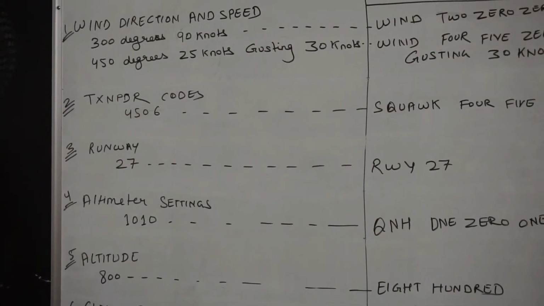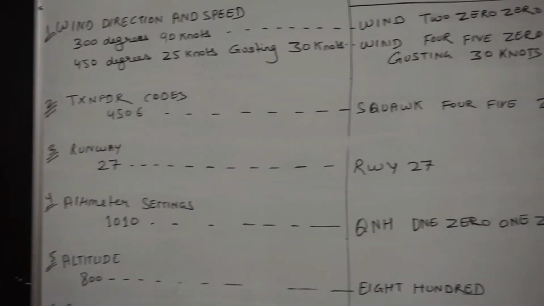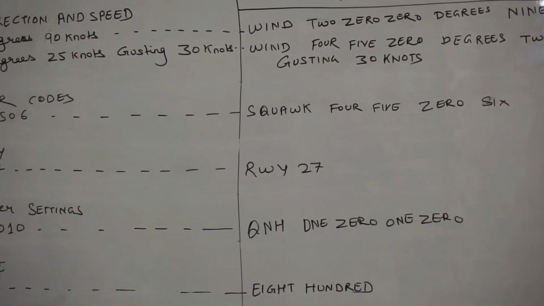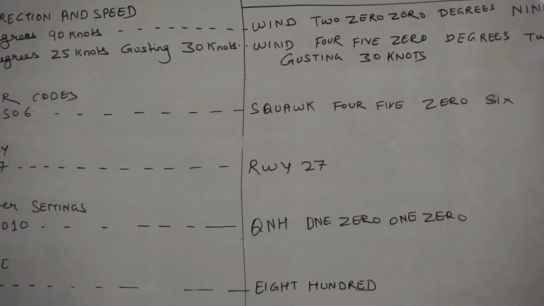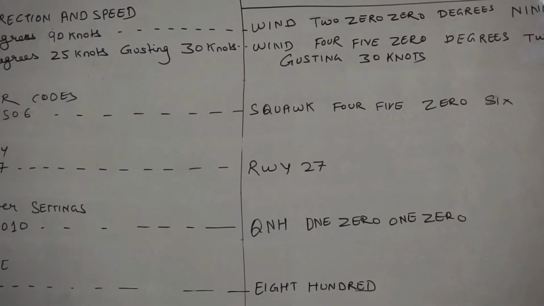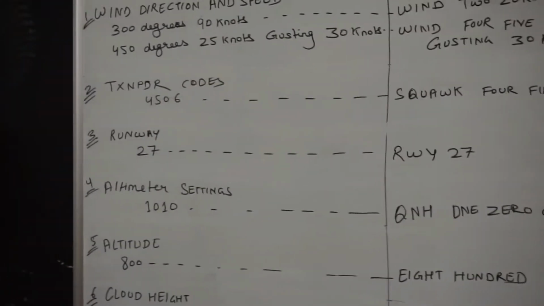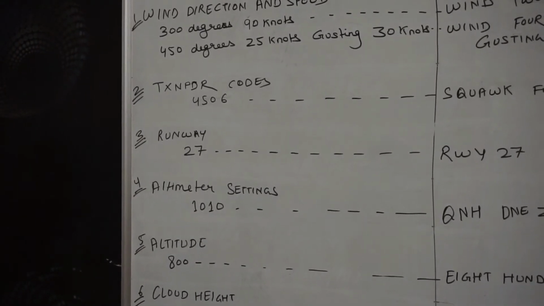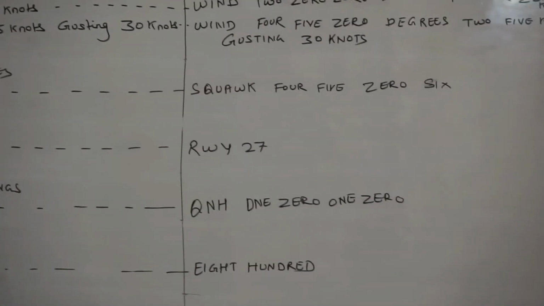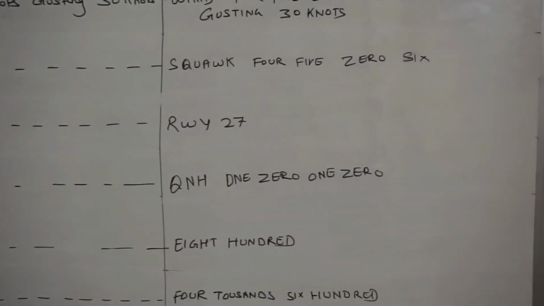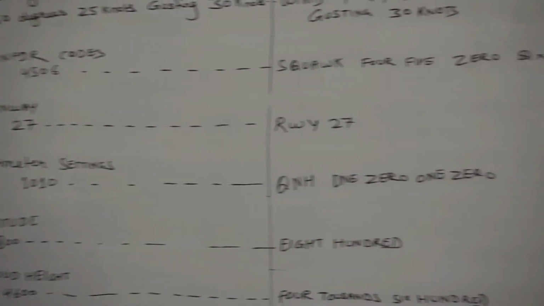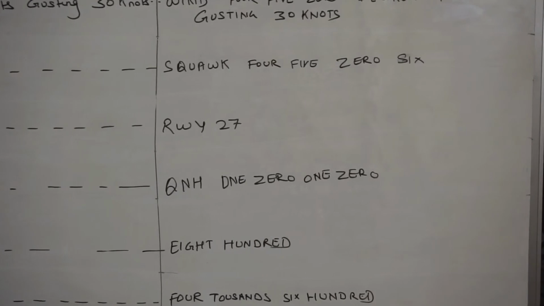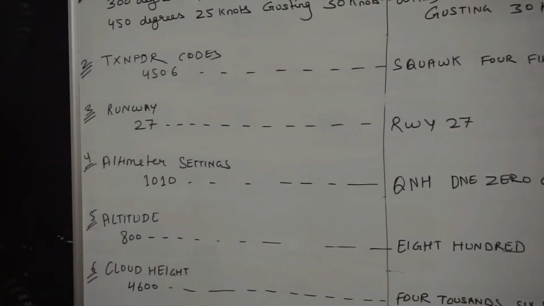And runway 27 is the runway, so we transmit it as runway 27. R-W-Y, Romeo Whiskey Yankee, is the short form for runway. Then it is altimeter settings, and it says 1010. The altimeter setting we generally use is QNH, and we have to say QNH 1010.